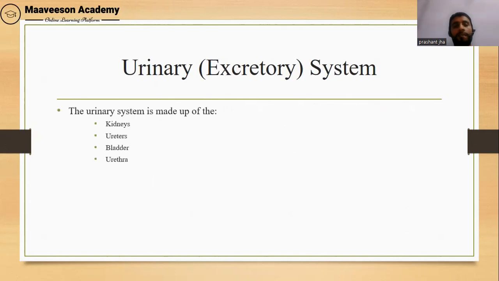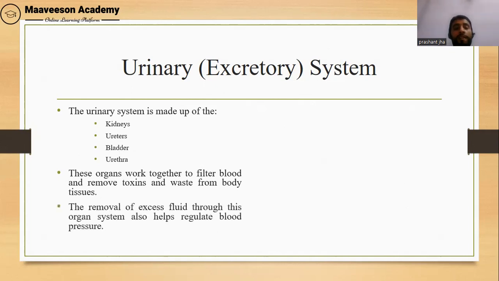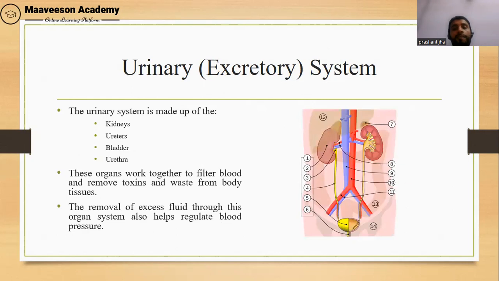Next is the urinary system, also known as the excretory system. This system is made up of the kidneys, ureters, bladder, and urethra. So these are the basic components of the urinary system. Those organs work together to filter and remove toxins and waste products from the body tissue. The removal of excess fluid through this organ system also helps to regulate blood pressure. So this is the diagram of the urinary system, including the kidneys, ureters, bladder, and urethra.